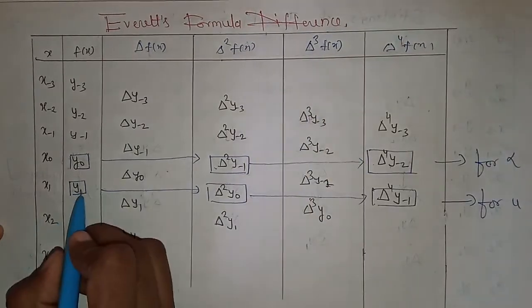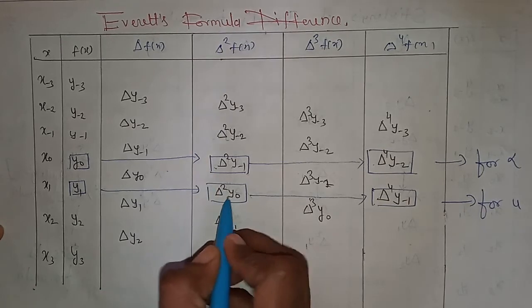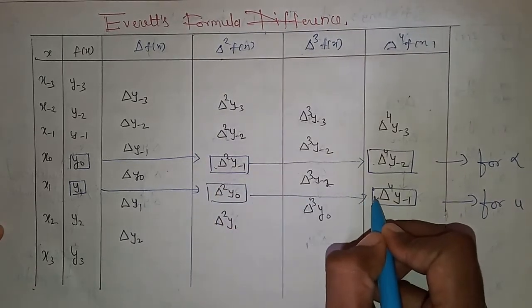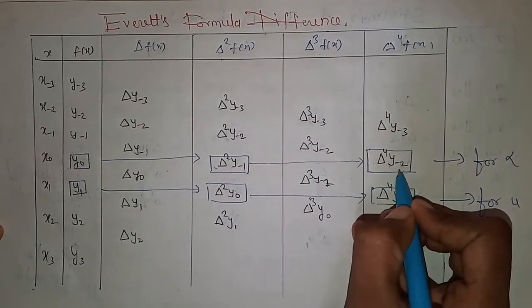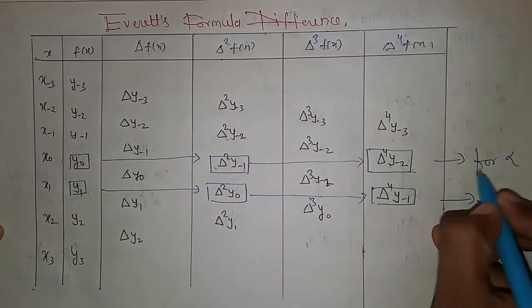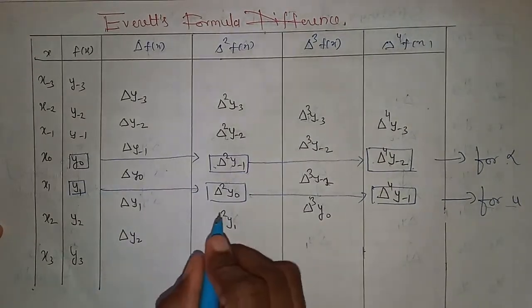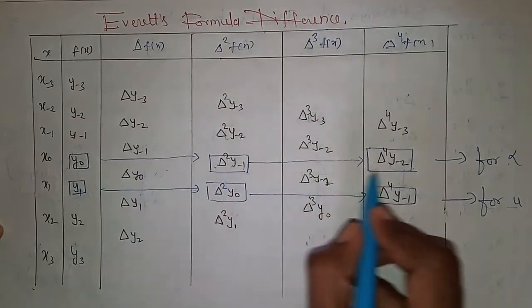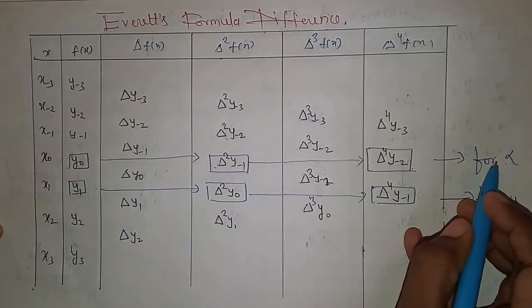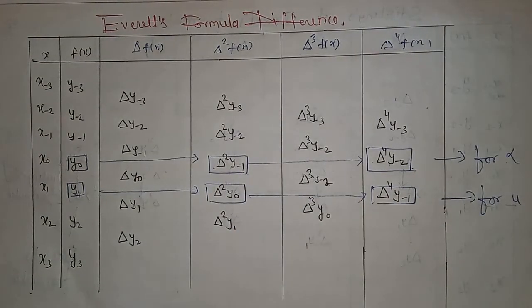So here again for y1 we have drawn a line, and we will see that in the second difference there is a value, then again we have drawn a line, and in the fourth difference there is again a value. So the first line, if you see carefully, is the formula for alpha, and the second line is for u. So this will be used in the first bracket where we have written u, and y0's line will be used where we have written alpha in the bracket. So this is the formula for Everett's difference. Now we will see a question based on this.